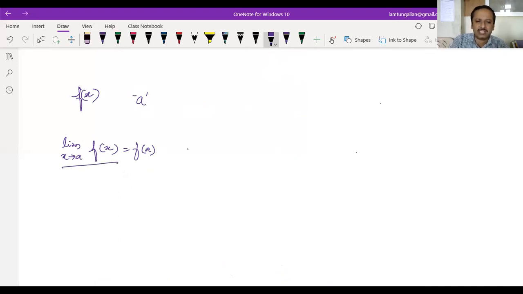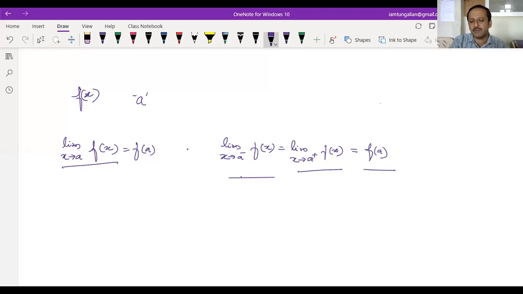So when I say limit x tends to a of f of x, its meaning is limit x tends to a minus f of x is equal to limit x tends to a plus f of x, that is equal to f of a. The left hand limit must be equal to the right hand limit, must be equal to the functional value. If they are all equal, then we say that the function is continuous at x equal to a.